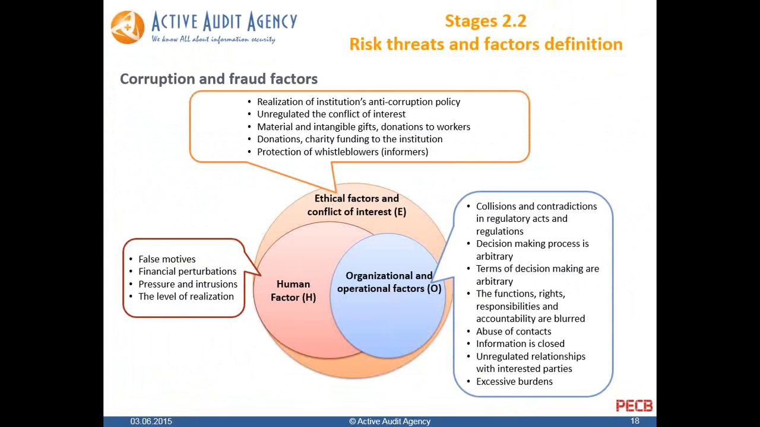You should consider human resource factors. For example, false motives, financial problems, pressure, and intrusions. And sure, you should consider ethical factors and conflict of interest: lack of anti-fraud policy, unregulated conflict of interest, lack of gift and donation policy, protection of whistleblowers, informers, etc.